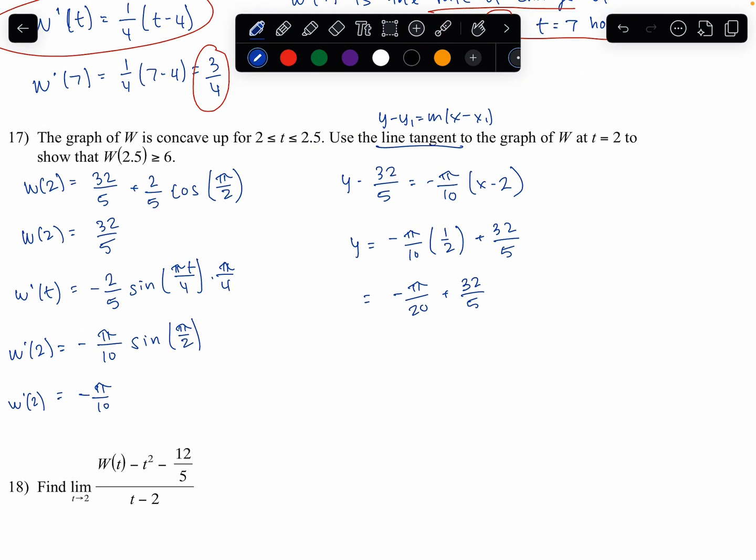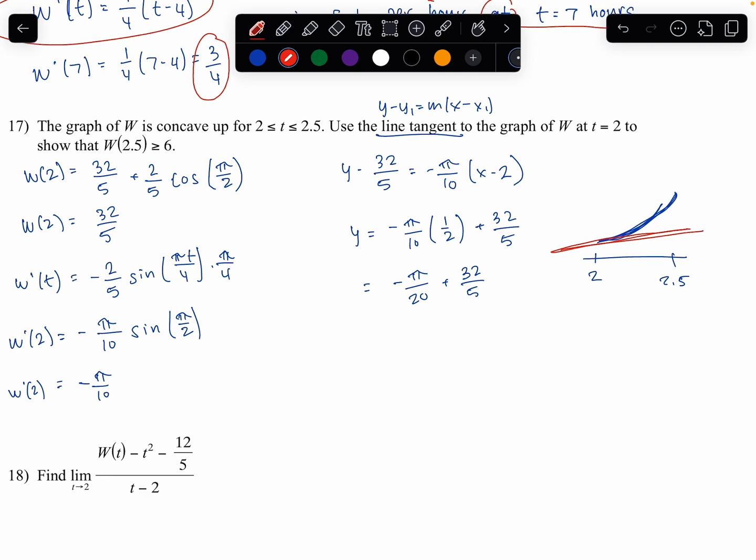But we have a curve W, and W is concave up in this interval. So on an interval from 2 to 2.5, we know that the curve has a concave up shape. And we have a tangent line at 2. I'm realizing I'm kind of doing this wrong right here. So how about this?